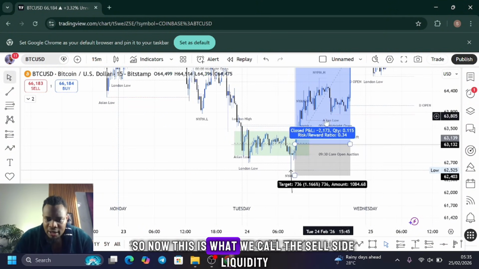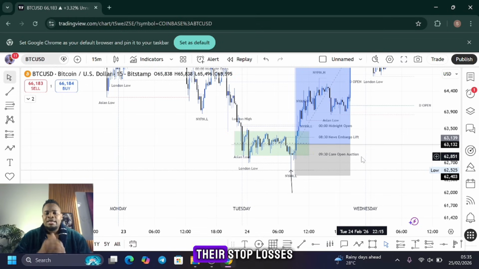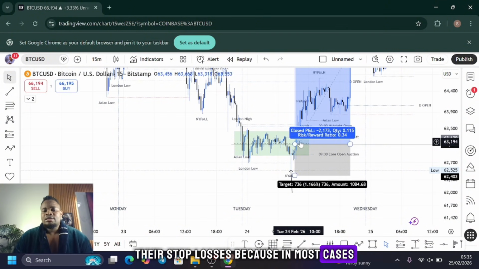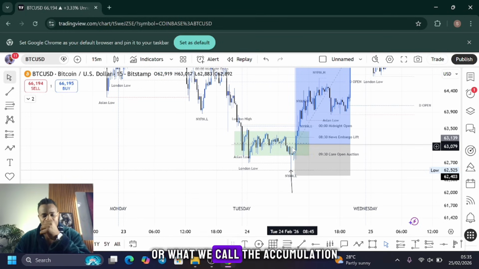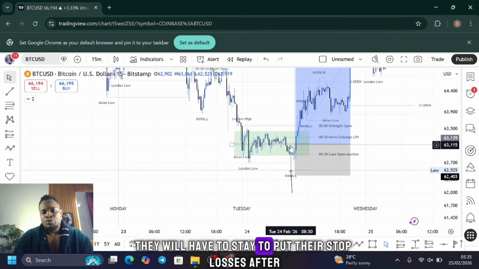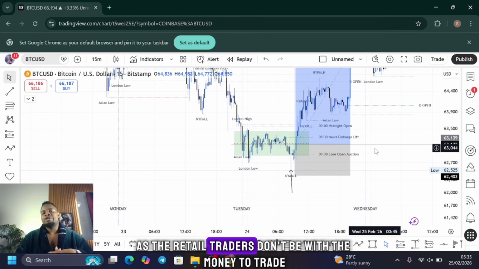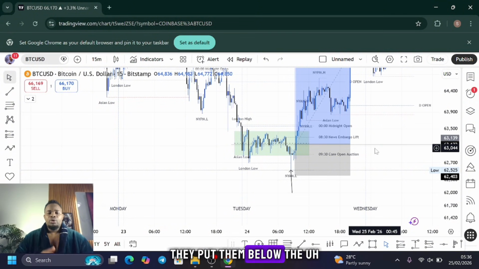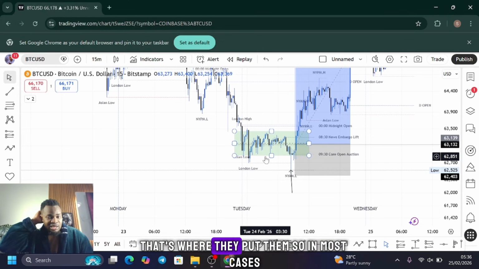Now this is what we call the sell side liquidity, and this is where retail traders usually place their stop losses. Let's say they entered from this consolidation here, or what we call the accumulation. They will put their stop losses below, because in most cases retail traders don't have much money to trade with. They put them below these lows that you see here, the Asian lows and London lows. That's where they put them.